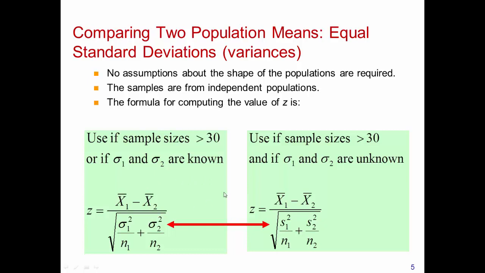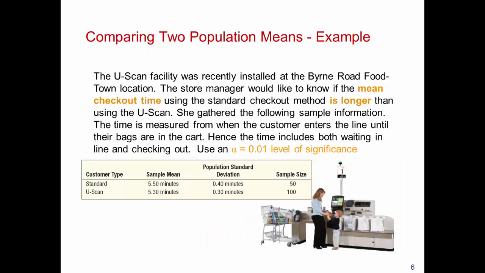Okay, let's look at the example. The UScan facility was recently installed at the Burn Road Foodtown location. The store manager would like to know if the mean checkout time using the standard checkout method is longer than using the UScan method. She gathered the following sample information. The time is measured from when the customer enters the line until their bags are in the cart. Hence, the time includes both waiting in line and checking out. Use an alpha equals 0.01 level of significance.